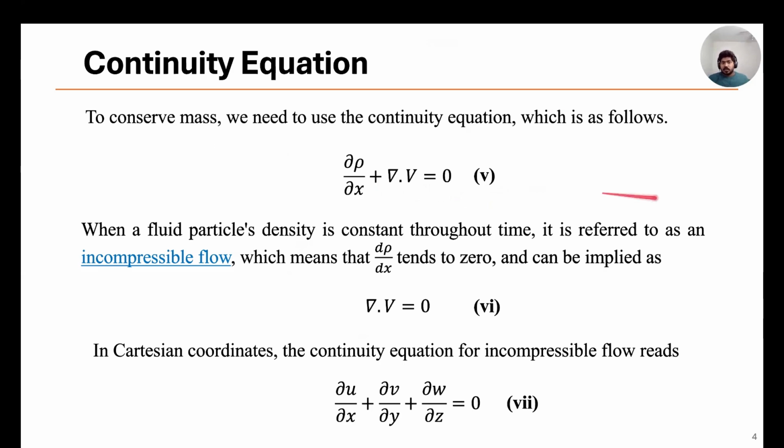So this takes us to equation 6 that implies that the continuity equation for incompressible flow is ∇·V equals 0. Further, equation 7 refers to the continuity equation in rectangular coordinate system for the use of this topic. Keep in mind that while an incompressible flow does not always have a constant density, a flow with constant density is always incompressible.